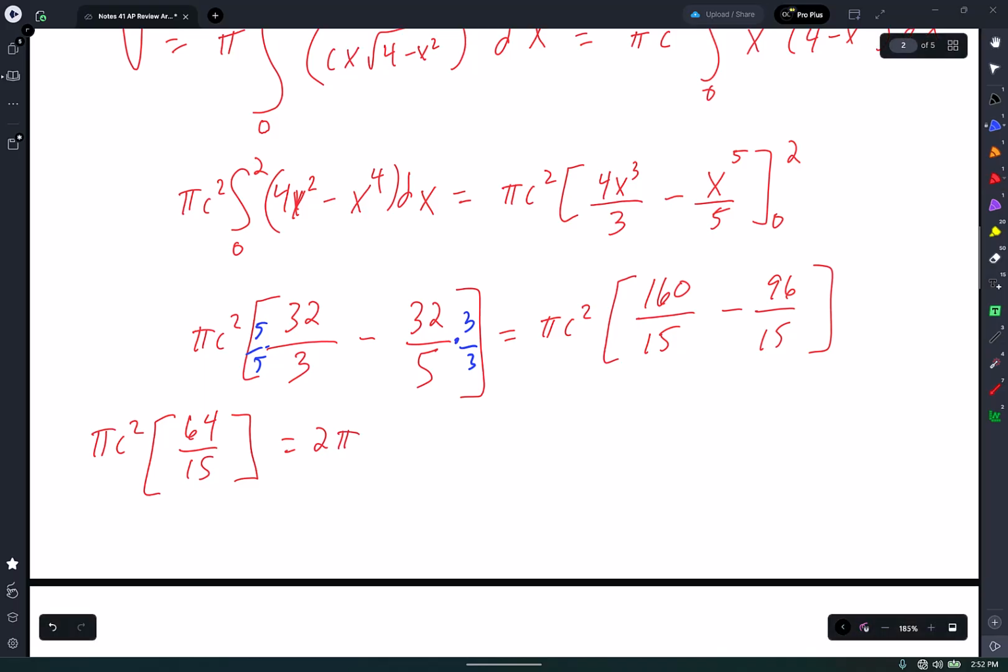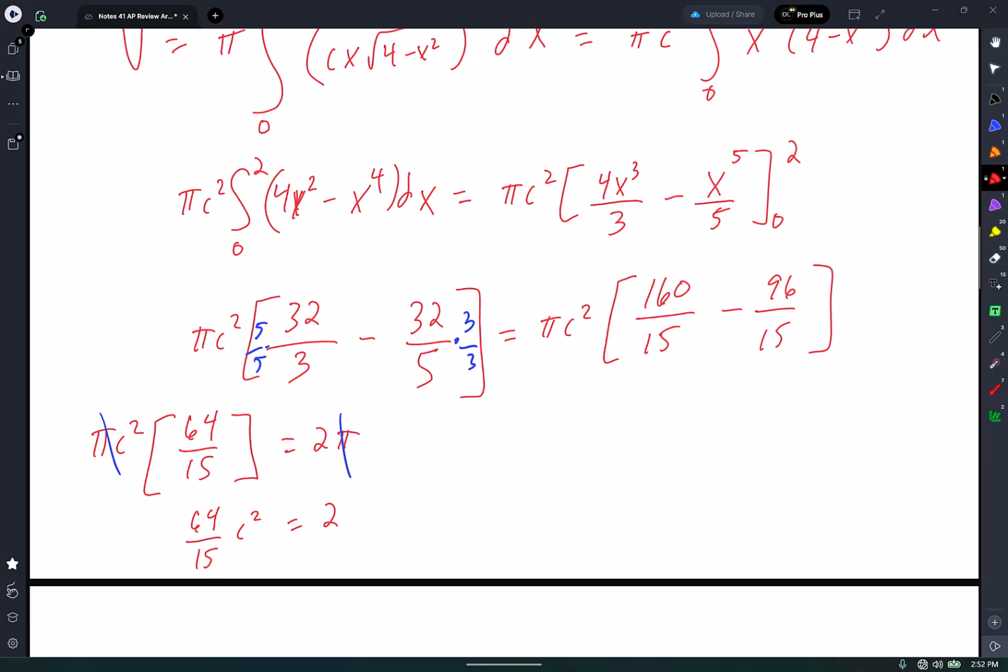All right, the math is not too extreme now. I have a pi on the left-hand side, I have a pi on the right-hand side. Bam, bam, those are outs. So at the moment, here's what I have. I have 64 over 15 c squared equals 2.